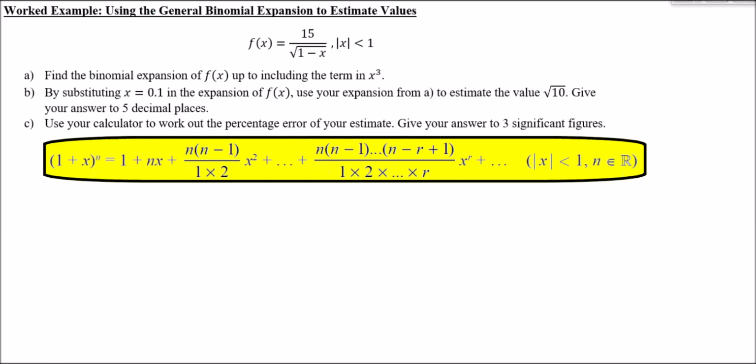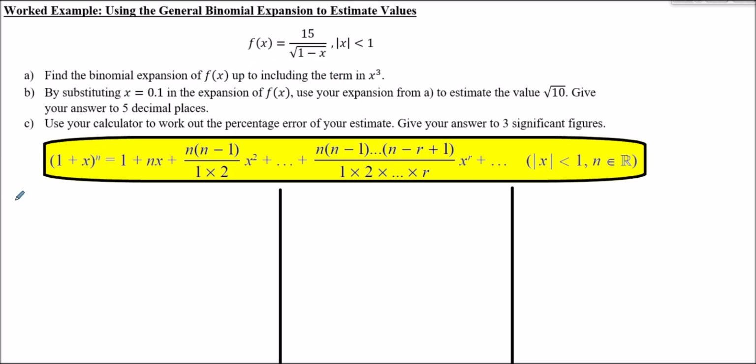Now what I'm going to suggest to do is section this out into 3 bits, so we've got plenty of space for an answer for each section. And if I don't, then well, I've made another mistake. But let's see how we do. So first of all, find the general binomial expansion of this up to the terms in x cubed.